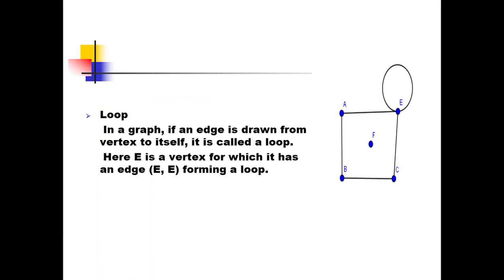The next definition is a loop. In a graph, if an edge is drawn from a vertex to itself, it is called a loop. Here, the vertex E has an edge from E to E, and this edge is called a loop because its starting and ending vertices are the same. An ordinary edge has different starting and ending vertices. So any edge whose start and end are the same, here E to E, is called a loop.